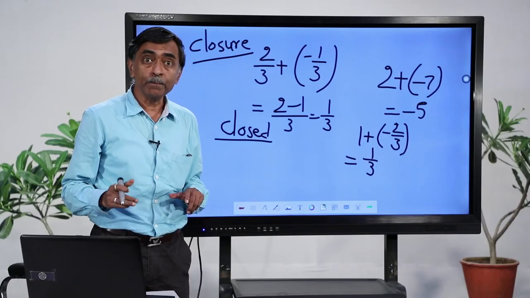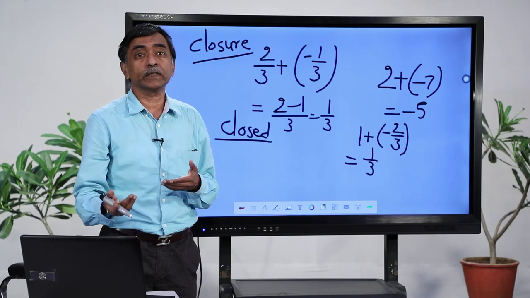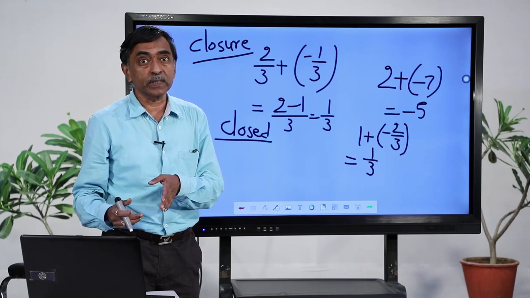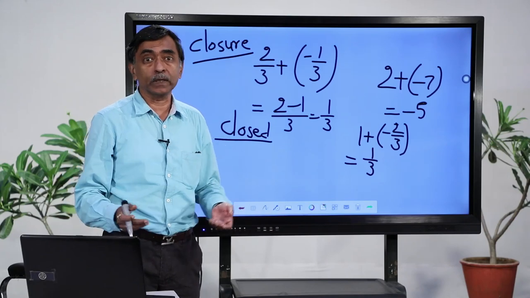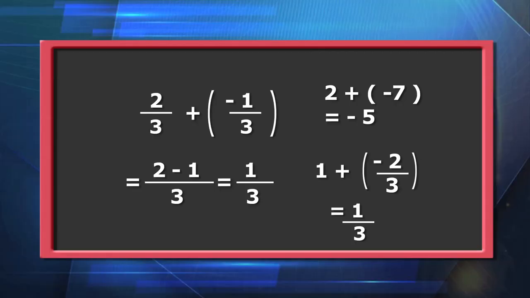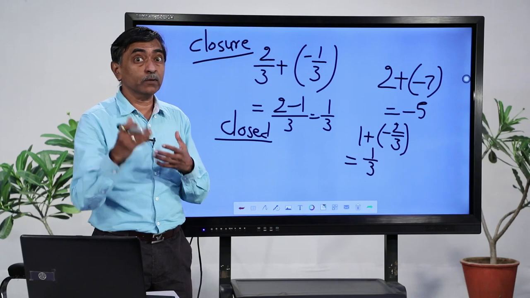So what does it say? That if you add any two rational numbers, closure property for addition of rational numbers will say, if you add any two rational numbers, you are going to get again a rational number. Will it hold for integers also? Will it hold for whole numbers also? That you can check for yourself.